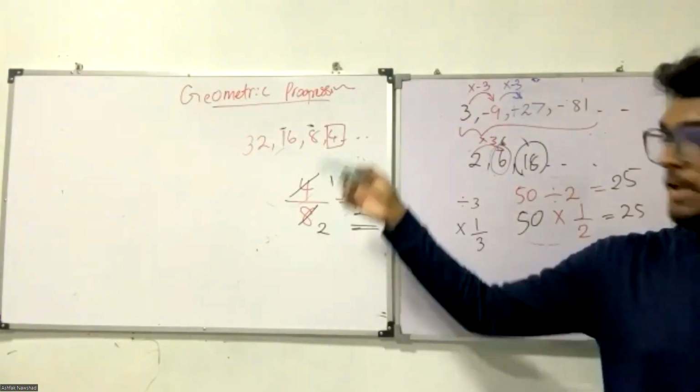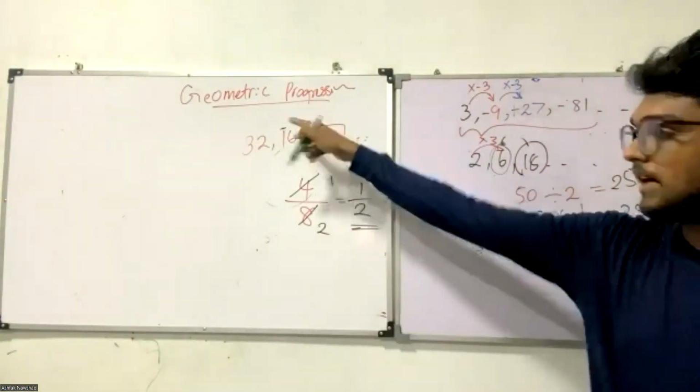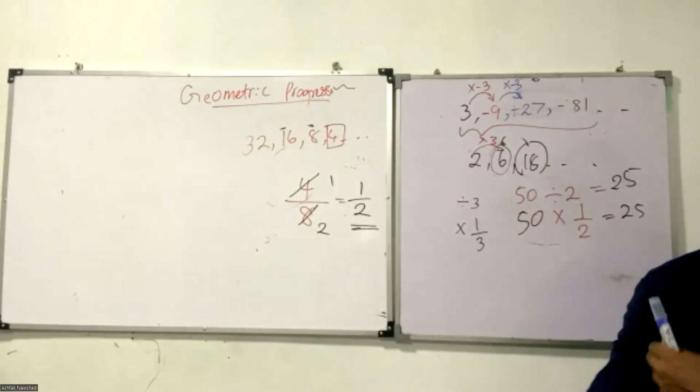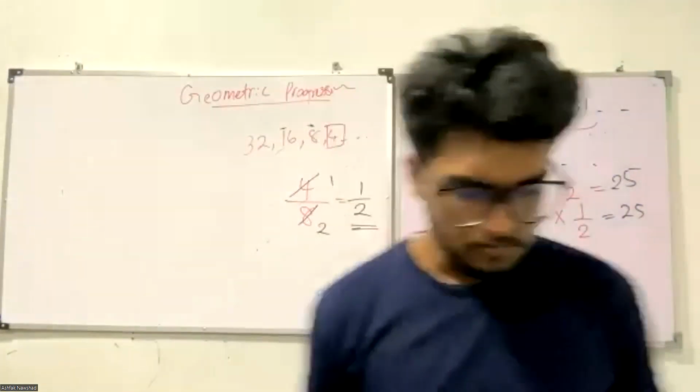Same thing. If you can't do it this way, use the normal method. Select a term, divide it by the previous term, and you get the answer. Okay, it's clear? Right, it's clear.